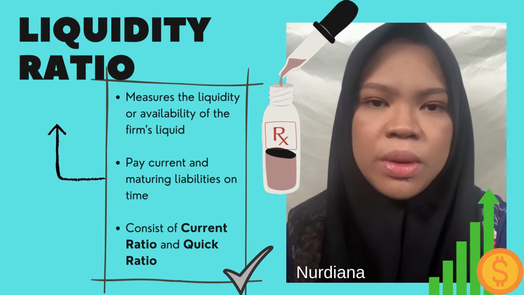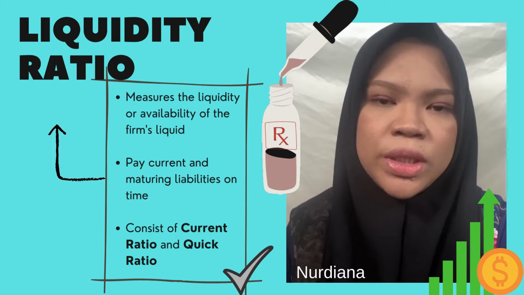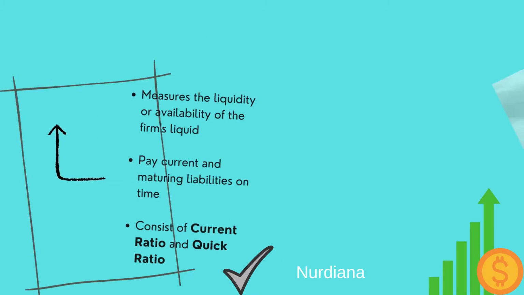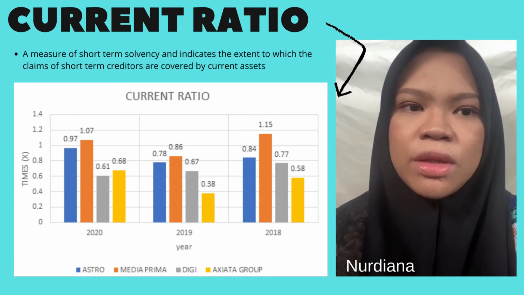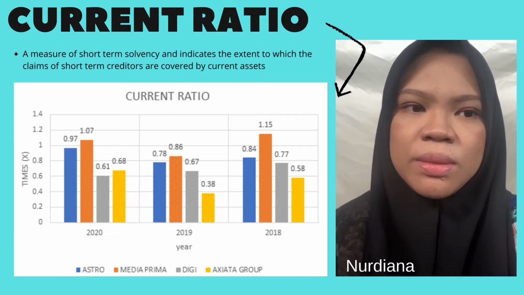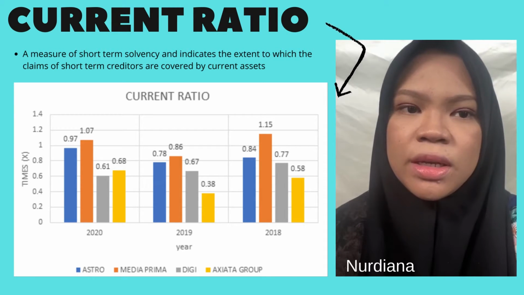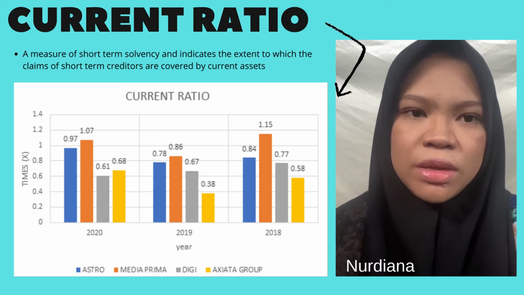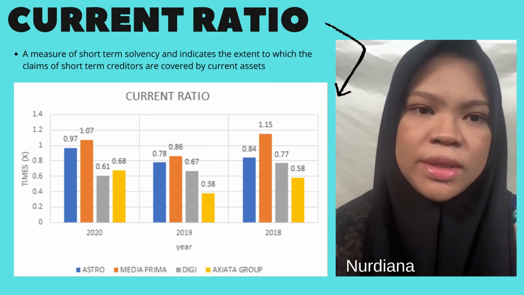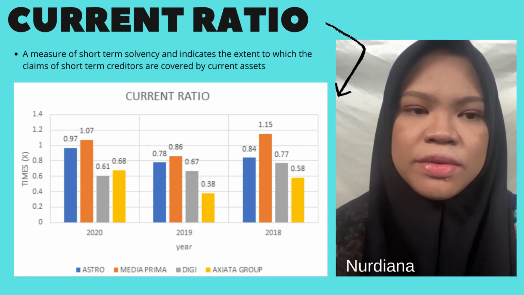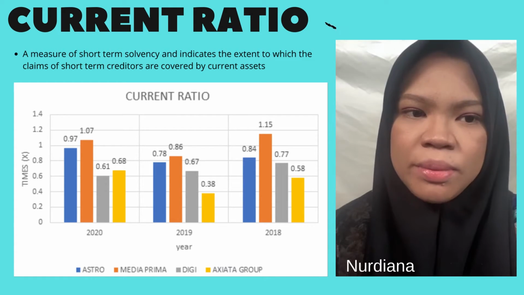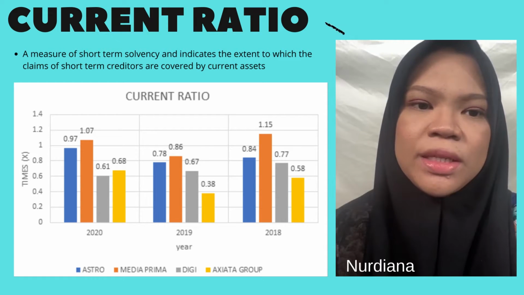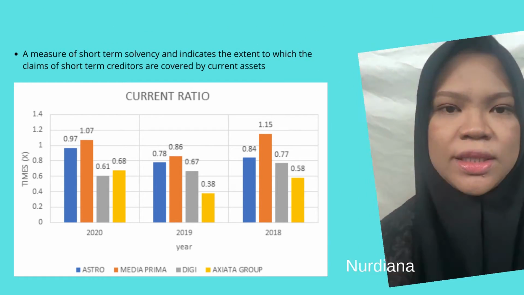According to our assignment, I will only present 2 ratios under the liquidity ratio, which are the current ratio and the quick ratio. For the current ratio, it is a measure of short-term solvency and indicates the extent to which the claims of short-term creditors are covered by current assets. Average current ratio is approximately 1.5. As you can see in the graph, the current ratio analysis shows that Media Prima Berhad reflects the ability to pay short-term obligations on time for 3 years consecutively from the year 2018 until 2020.